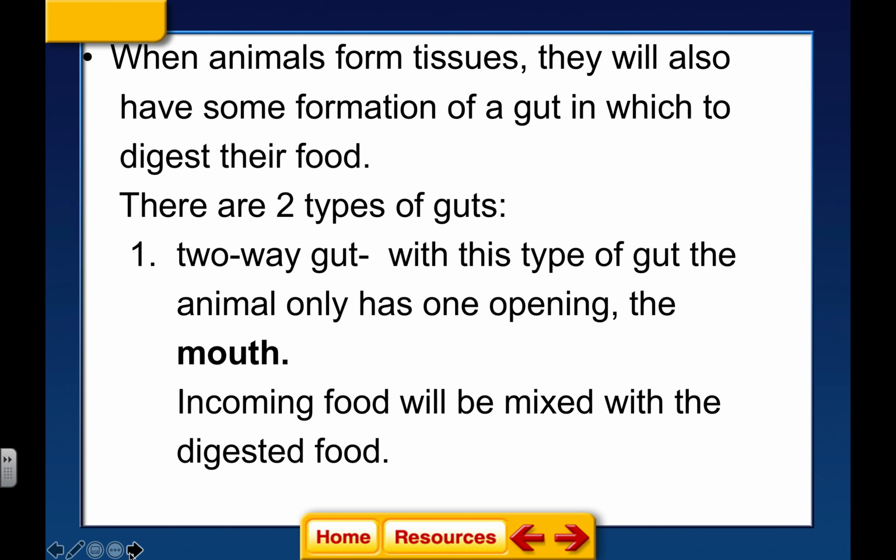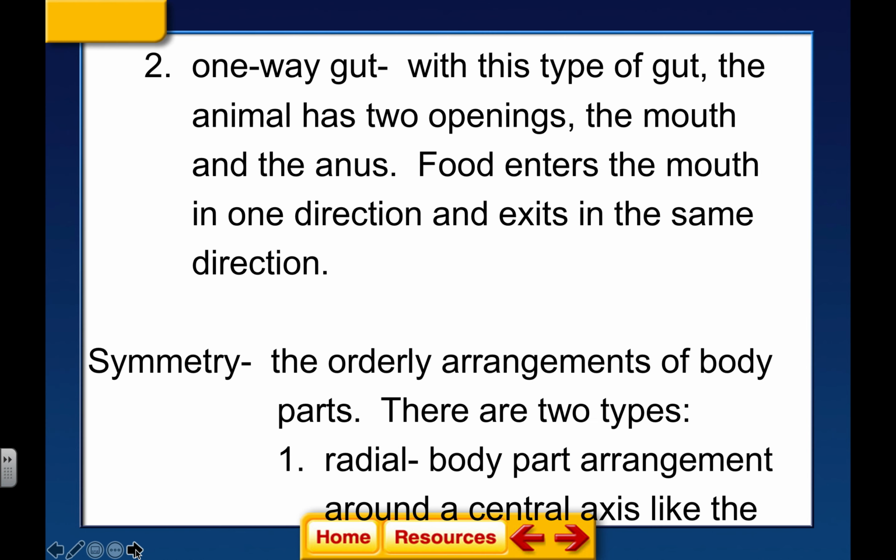So animals that have a two-way gut, the food is coming in one direction and it is exiting in the opposite direction. Just think, it's coming in, it's turning around, it's back out, but it's going to be through the same opening, the mouth. So your incoming food is actually being mixed with the waste or the digestive food that is going out. Now, the other type is a one-way gut, and this is what we have.